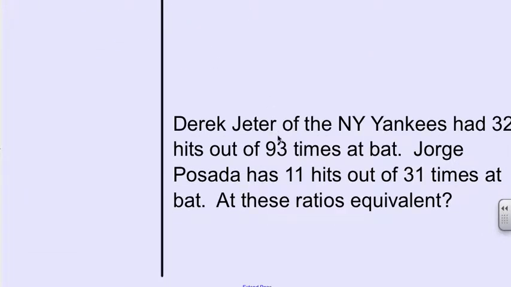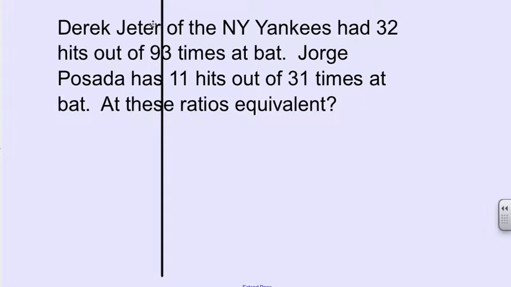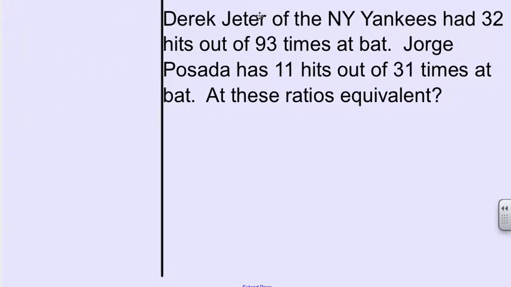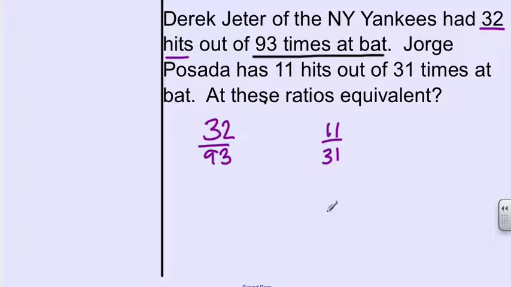Last but not least, my time is running up here. I have about 52 seconds. Let's try a word problem. Derek Jeter of the New York Yankees had 32 hits out of 93 times at bat. So the first question I'm going to ask myself is, what am I comparing? Well, I'm comparing the hits that I had, 32 hits, to the 93 times at bat. So I am going to have 32 hits to 93 times at bat. This other guy, hits to times at bat are 11 to 31.